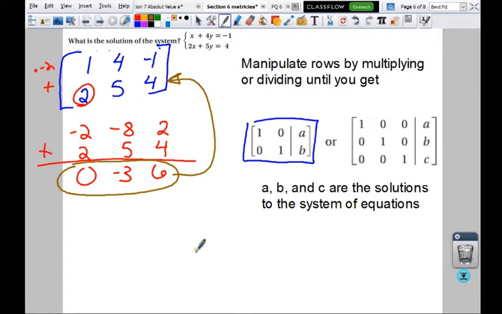Row 1 hasn't changed because I'm just working on row 2. So I have 1, 4, negative 1, and my new row 2 is 0, negative 3, 6.